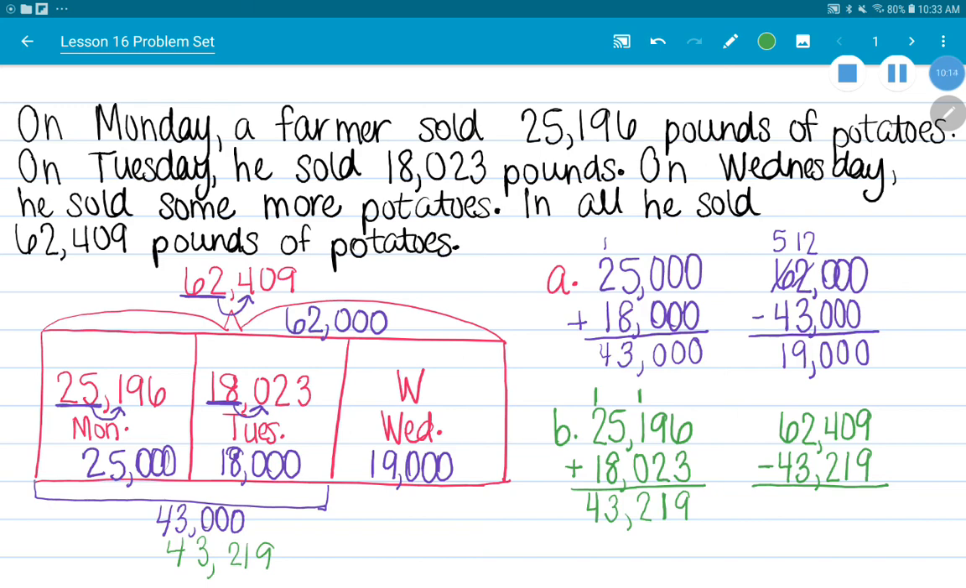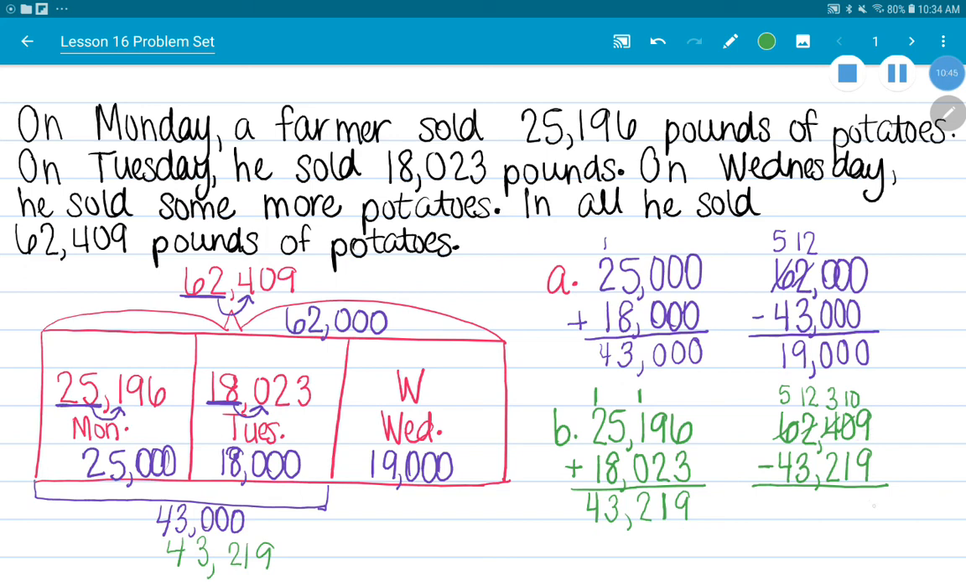Can I subtract the ones? Yes. Can I subtract my tens? Nope, so I need to borrow. Take that 3 and make your 0 a 10, and that's a 9. Okay, so now I can subtract my tens. I can subtract the hundreds. Can I subtract the thousands? No. I'm going to make my 6 into a 5. And that 2 will become a 12. We can subtract that, and we can subtract our 10,000. So we are ready now.